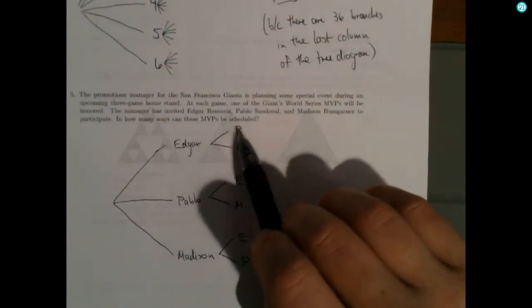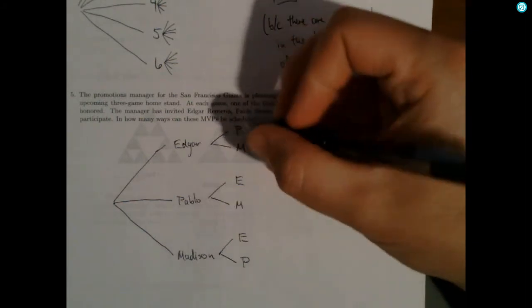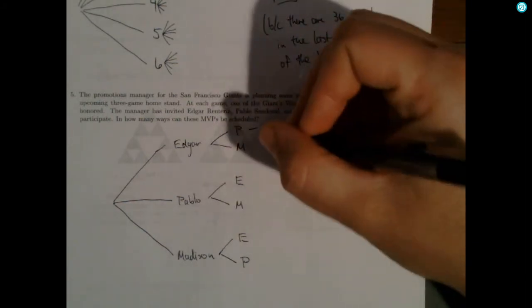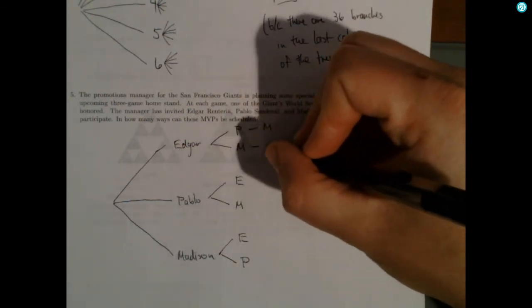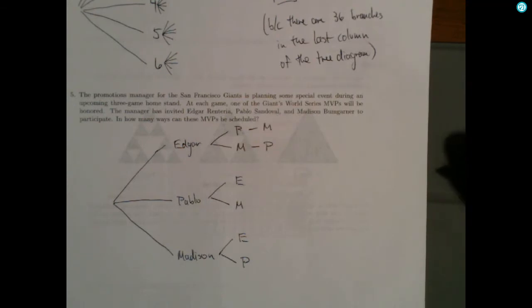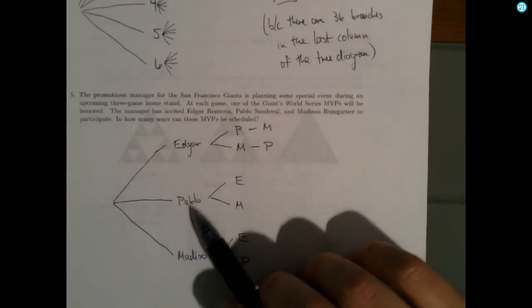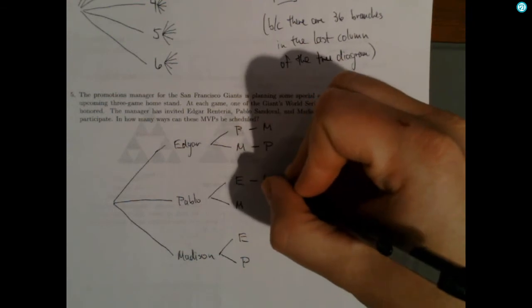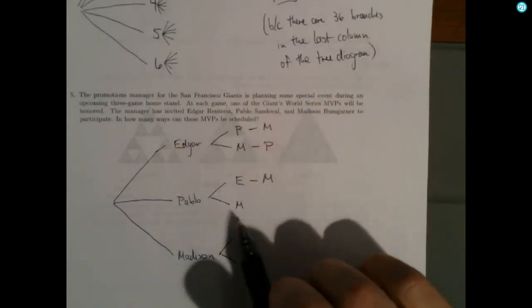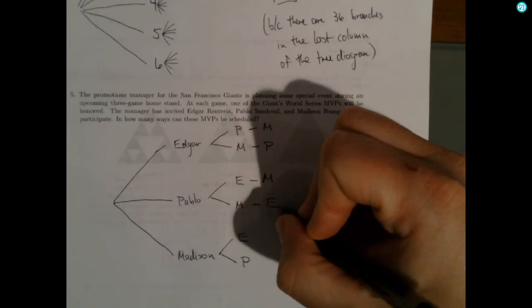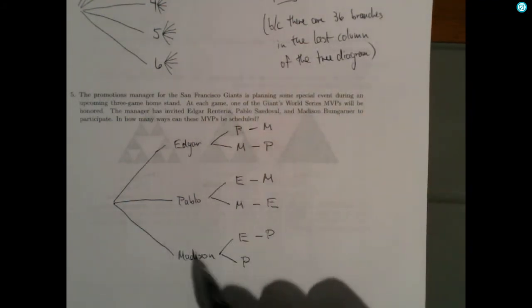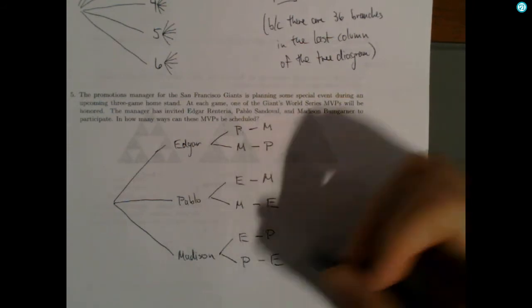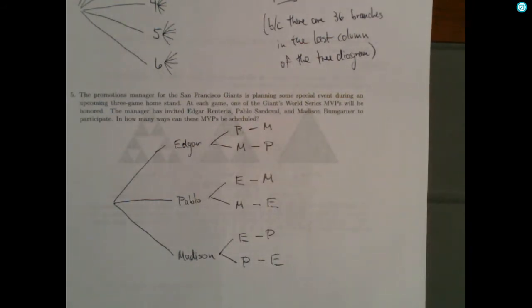If they chose Edgar on the first game and Pablo on the second game, then on the third game, there's only one option. It's got to be Madison. If they chose Edgar on the first game and Madison on the second game, then on the third game, there's only one option. Got to be Pablo, right? If they chose Pablo first and then Edgar, then third has to come Madison. If they chose Pablo and Madison, then third has to come Edgar. If they have Madison and Edgar, then it has to be Pablo. And then Madison Pablo has to be Edgar. All right, so these are the different ways that they can schedule.